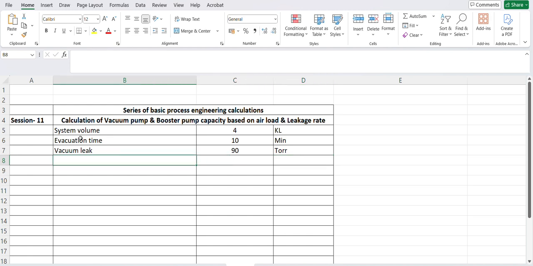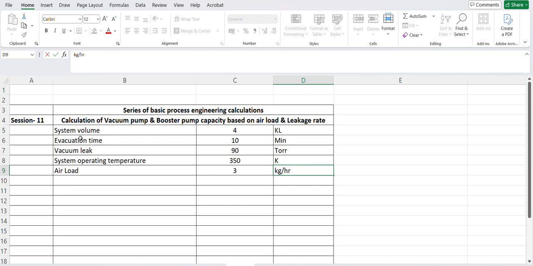Then we need the system operating temperature. It is the temperature at which our reaction or process is going to happen. Then we need the air load. Air load, which is 3 kg per hour.